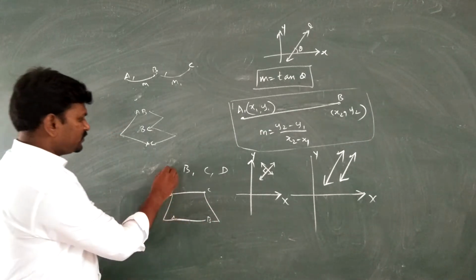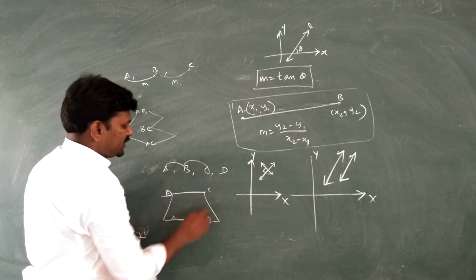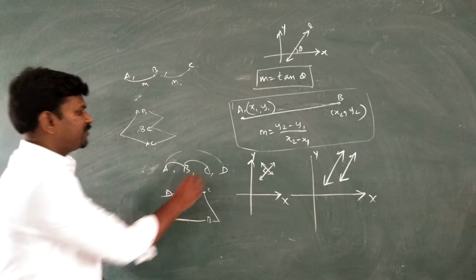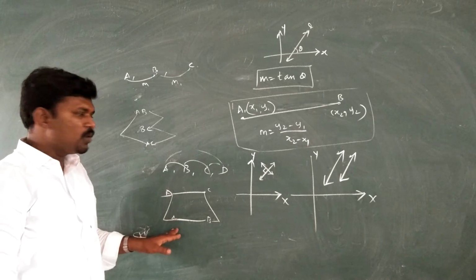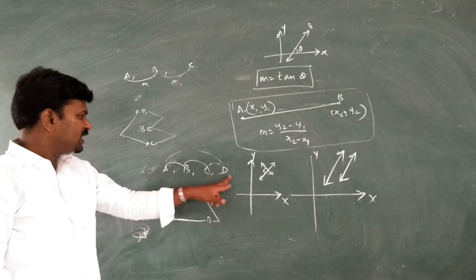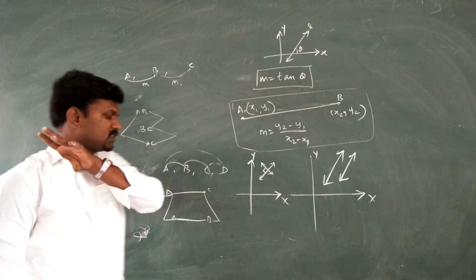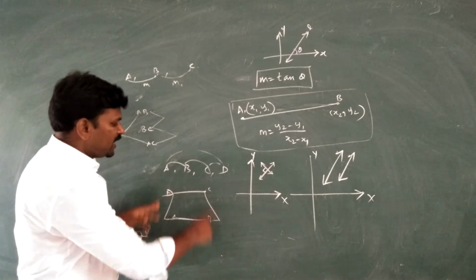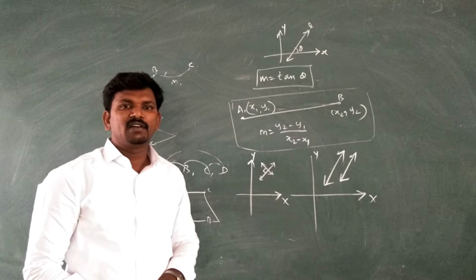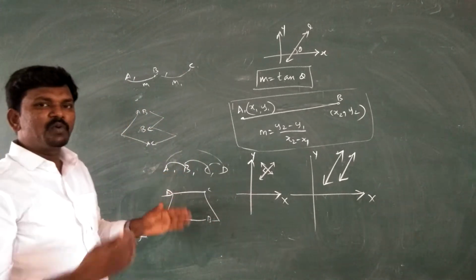So find the slopes of AB, BC, CD and AD. Find the slopes of all these four sides. Two will be equal, those two are parallel sides, and two will be different, so those two sides are non-parallel sides. One pair is parallel, another pair is non-parallel. So this is a trapezium.